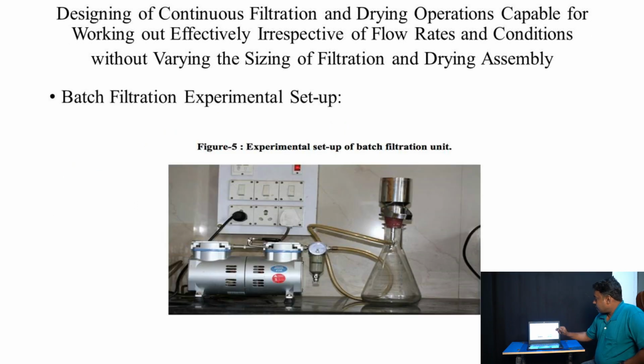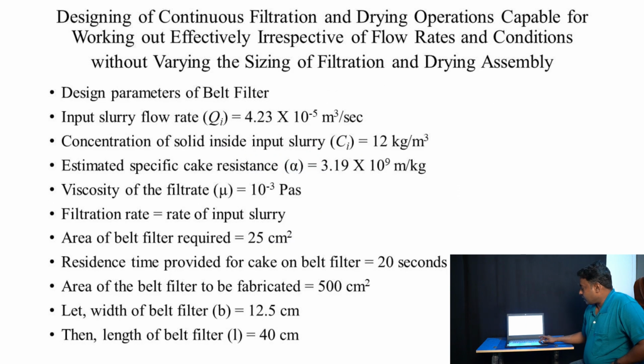This is the batch experimental setup which we use to perform the filtration study, and once the filtration study has been carried out, we have estimated the filter medium resistance. By knowing the input slurry flow rate, the concentration of solid in that input slurry, the specific cake resistance and viscosity of the filtrate, and by assuming the filtrate rate is the same as the rate of input slurry, the area of the belt filter has been estimated.